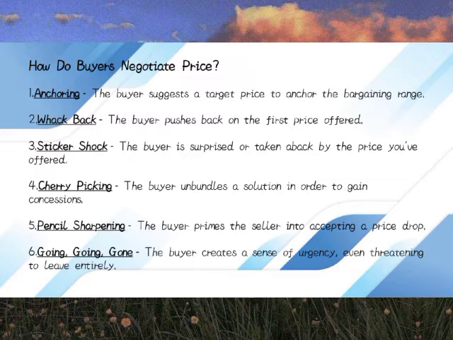The fifth one is pencil sharpening. Pencil sharpening is when the buyer primes the seller into accepting a price drop. This is a common pushback tactic to get you ready to drop your price because it's expected. Sometimes, the buyer offers to close the negotiation at a lower price for a period of time until value is established. For example, the buyer says, "You're going to have to do better than this. We need to get it for less."